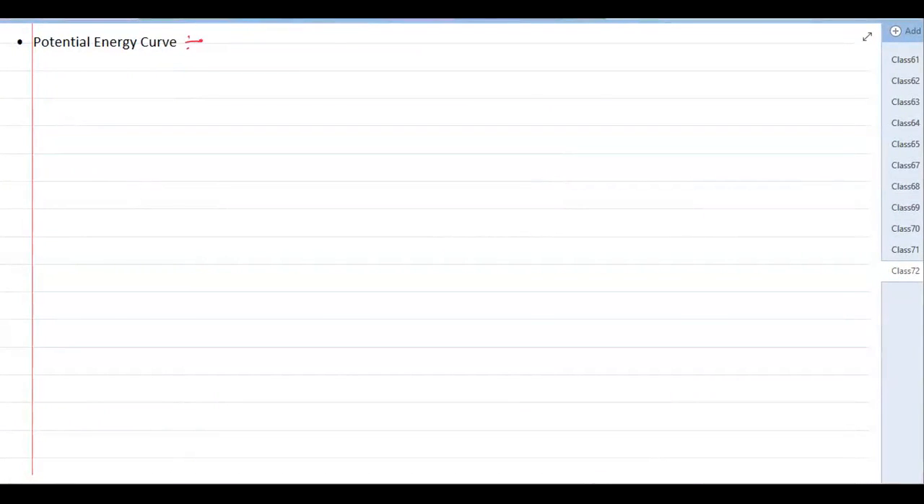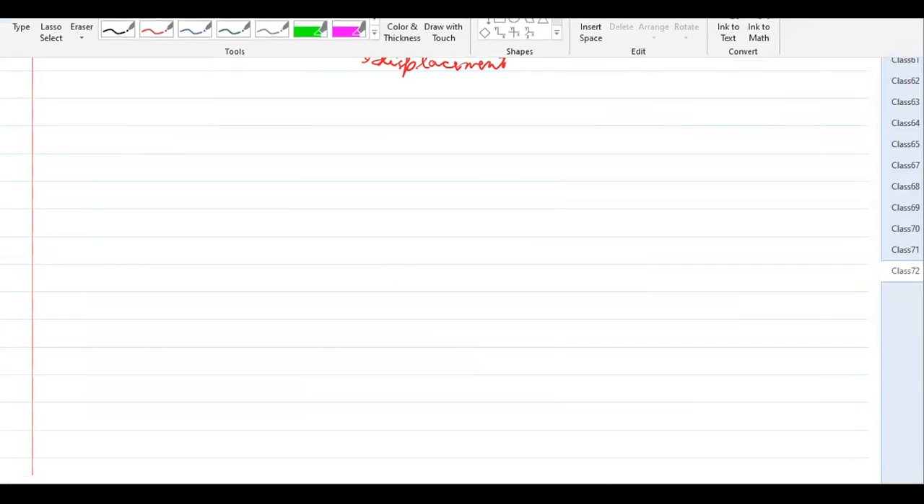Graph between potential energy and x, the potential energy versus displacement curve. Okay, so we draw the potential energy versus displacement curve, and what we can interpret from this.